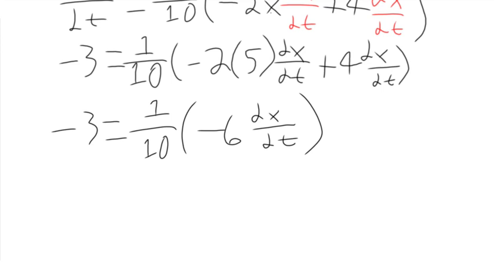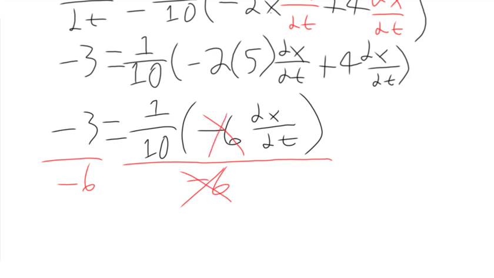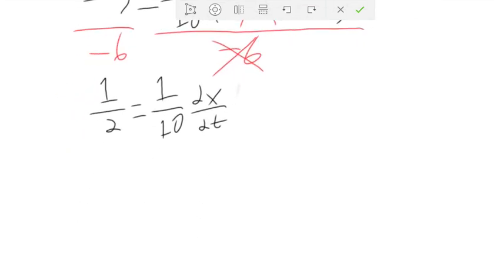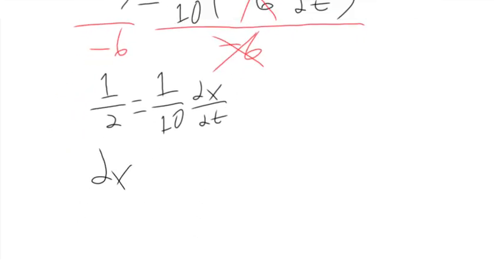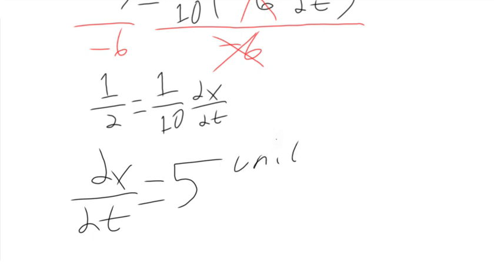And to simplify things a little more, I'm going to divide both sides of this equation right here by negative 6. These will cancel off. And on the left side, negative 3 divided by negative 6 is positive 1/2 equals 1/10 dx dt. And then we just multiply both sides by 10, and we find that dx dt is equal to 5. And don't forget the units, per second.